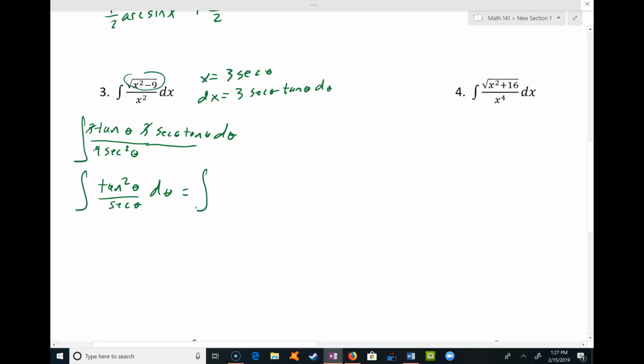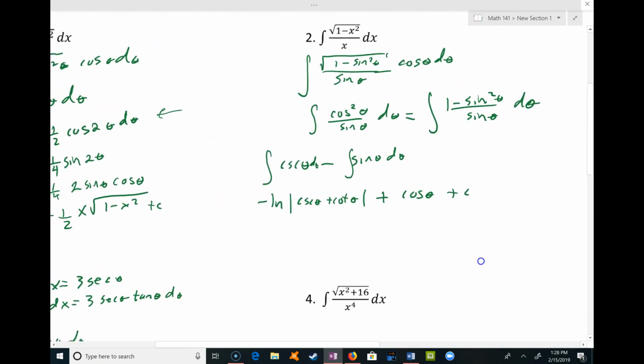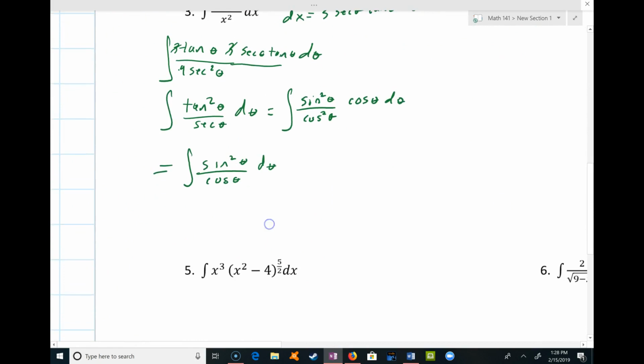So this would be the integral of, let's see, that'd be sine squared theta over cosine squared theta. And then 1 over secant is the same thing as cosine. Okay, so the cosines canceled out, and I'm left with the integral of sine squared theta over cosine theta d theta. And that's similar to the thing we had up here, but it's cosine squared on top, so we're going to use a similar move. So this is going to be equal to the integral of 1 minus cosine squared over cosine.